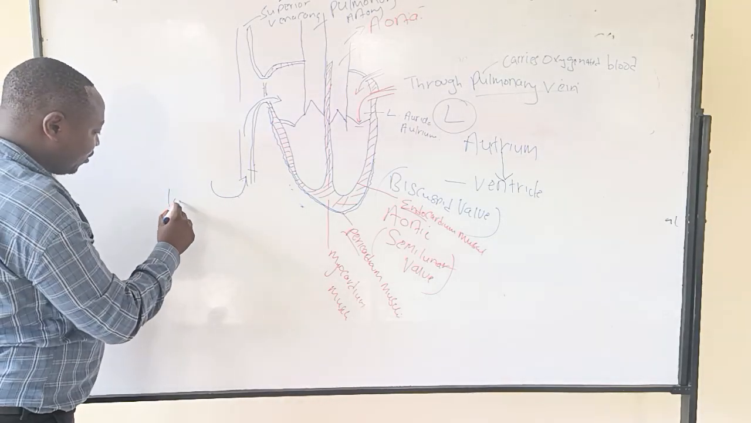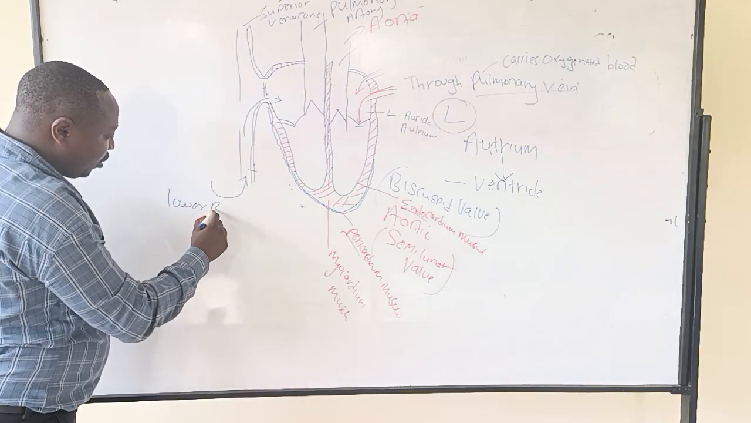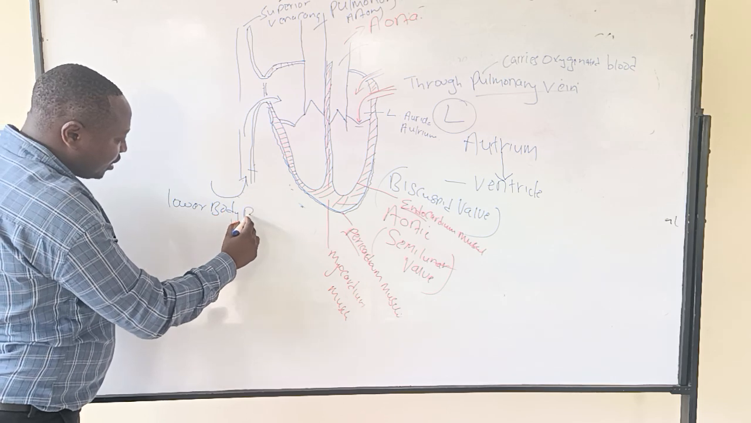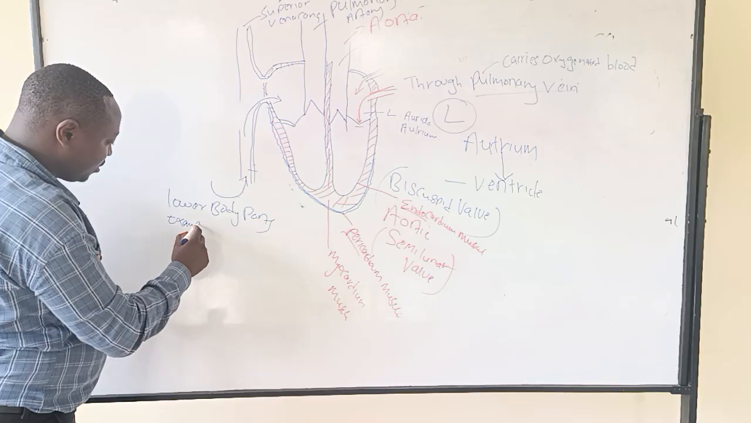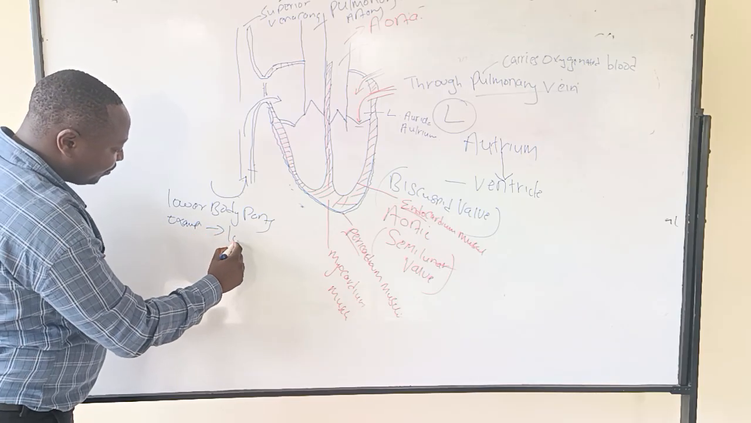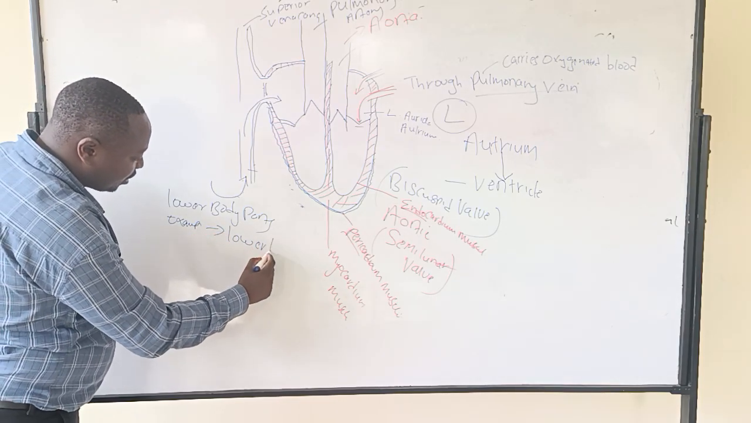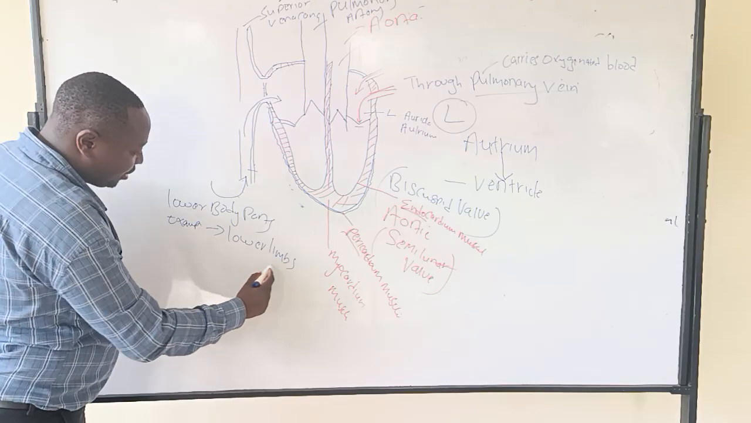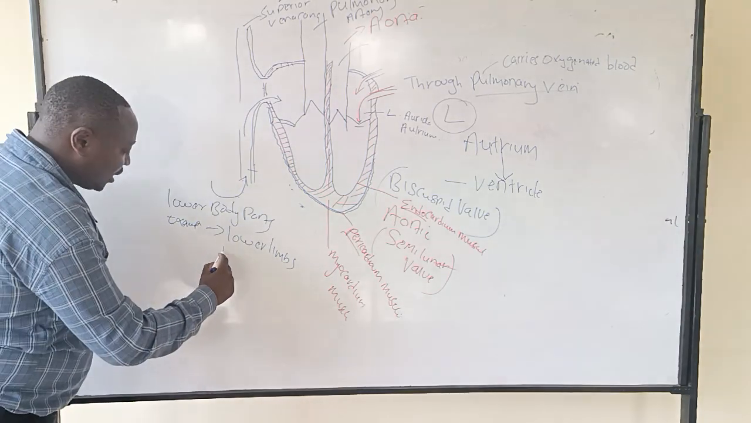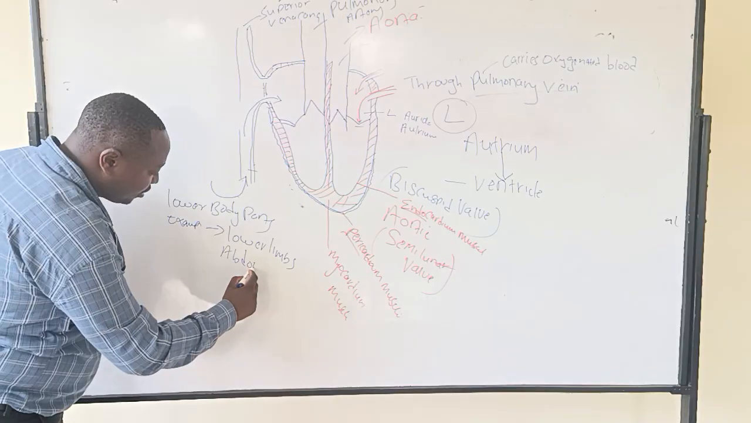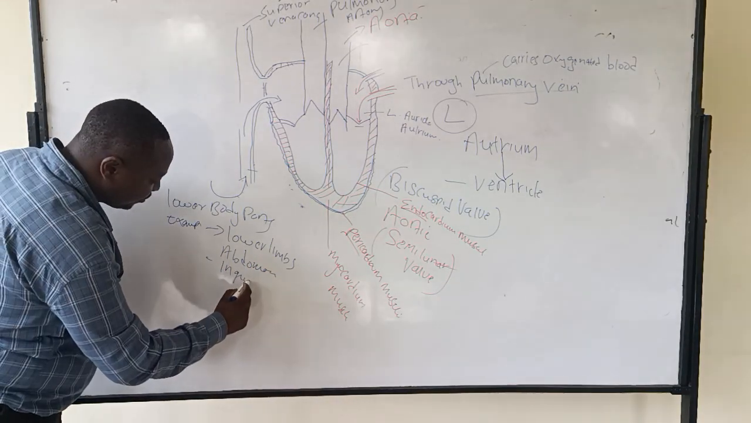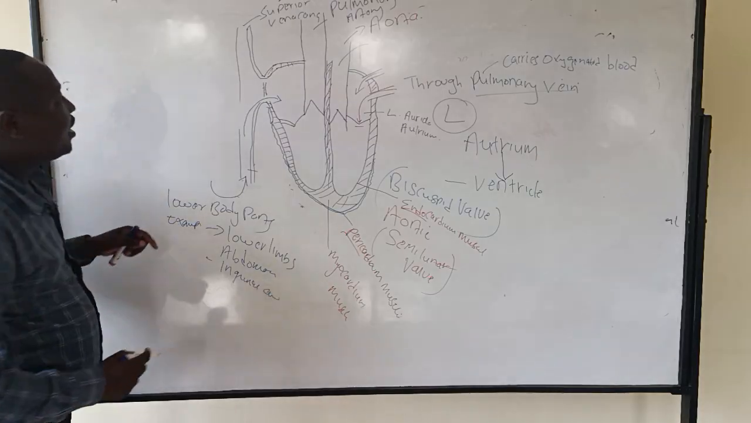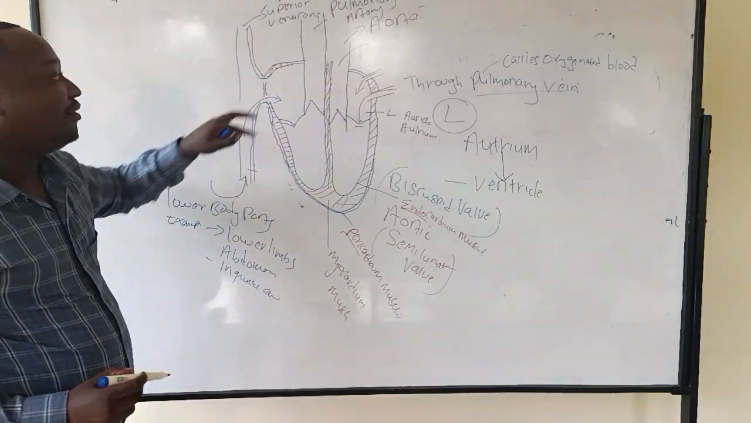But where is this blood coming from? It's coming from the lower body parts, for example the lower limbs, and also the abdomen, and also the inguinal areas. Then we also have the superior vena cava.